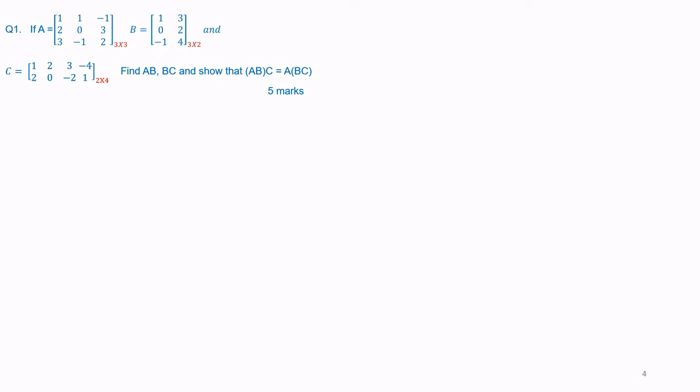Question number 1. If A is equal to within square brackets 1 1 minus 1, 2 0 3, 3 minus 1 2, B is equal to 1 3, 0 2, minus 1 4 within square brackets, and C is equal to within square brackets 1 2 3 minus 4 in row number 1 and 2 0 minus 2 1 in row number 2. Close the square bracket. Find AB, BC and show that AB into C is equal to A into BC. This is a 5 marks question.